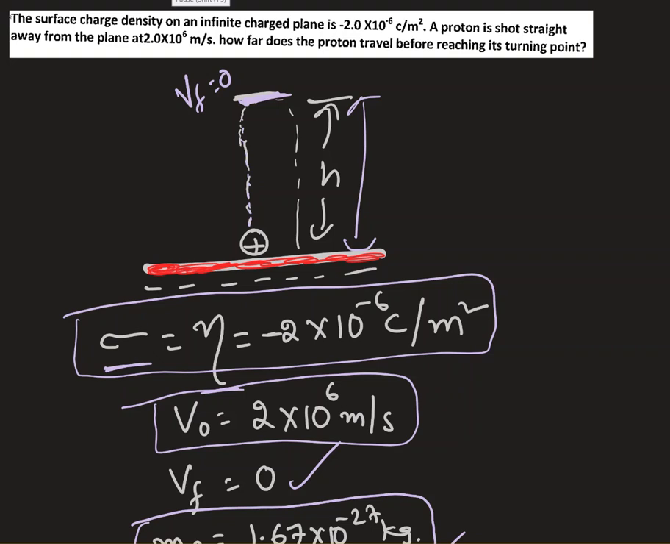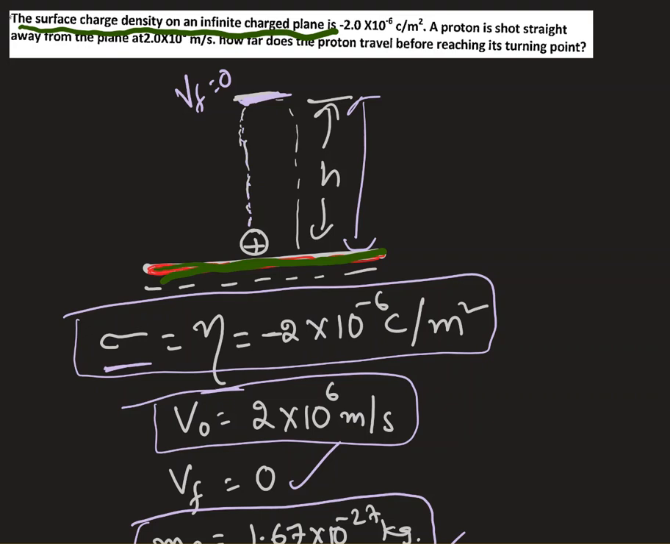In this video, I'm going to solve a couple of examples based on the electric field. So here is the first example. Here he's asking about the given data. The surface charge density of an infinite charged plane is negative 2 times 10 to the power of minus 6 coulombs per meter square. So he's talking about an infinitely charged plate.